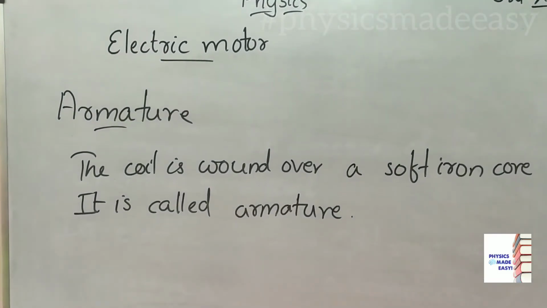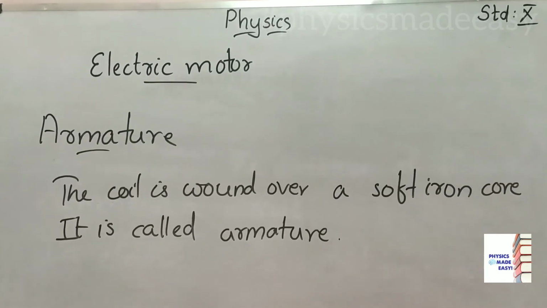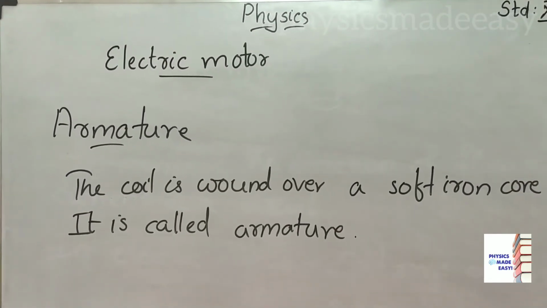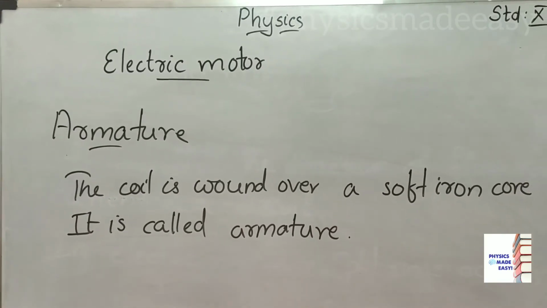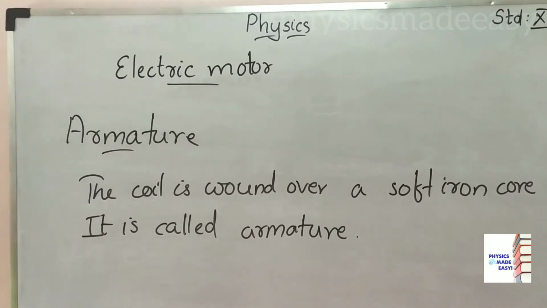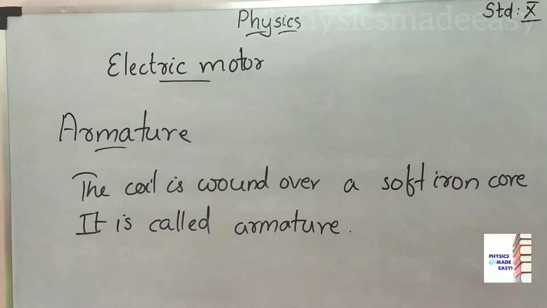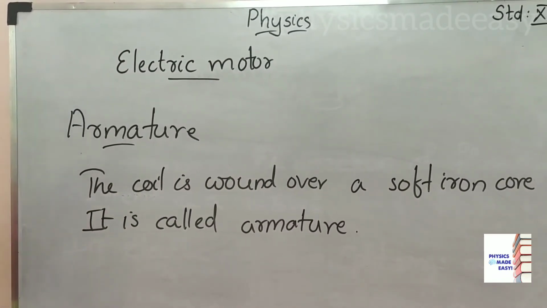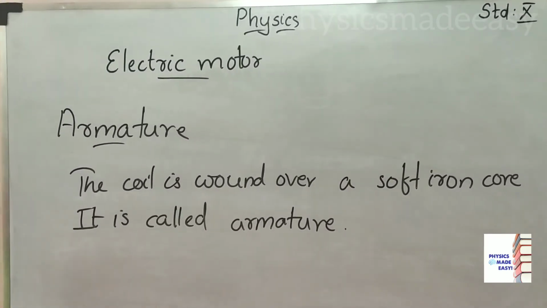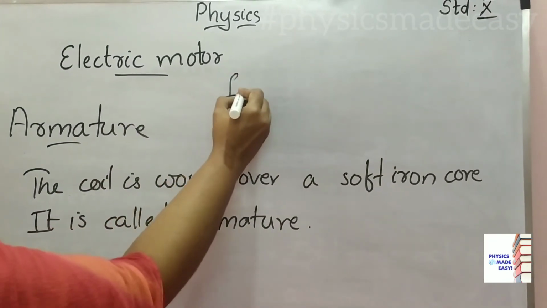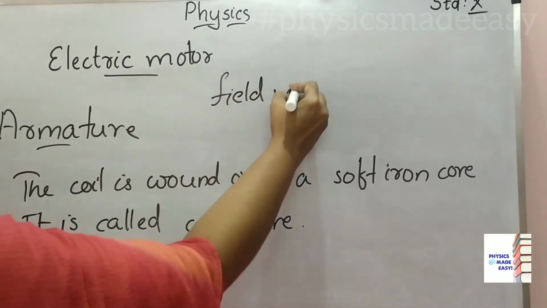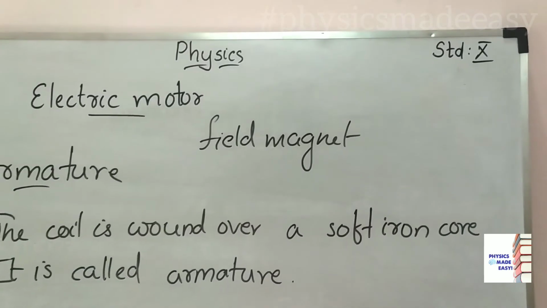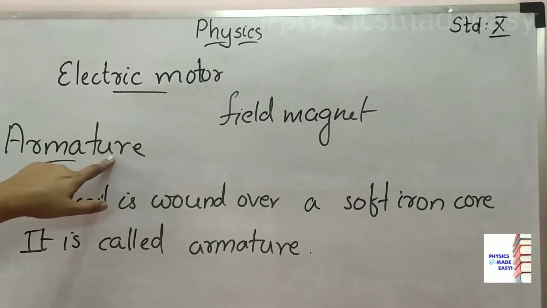Children, now you know the construction and the working of an electric motor. I told you that the coil is placed between the poles of a magnetic field. If this coil is wound over a soft iron core, then we call this an armature. This armature is placed between the poles of a magnet. That magnet we call the field magnet. In this electric motor, the magnet is stationary, but the armature is rotating.